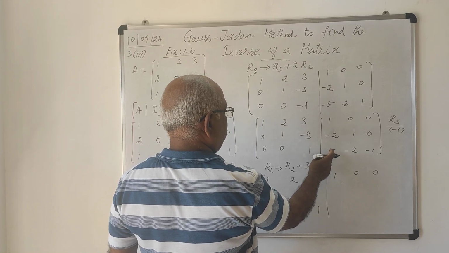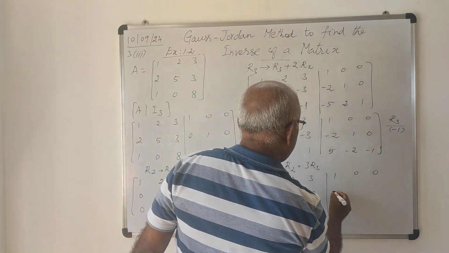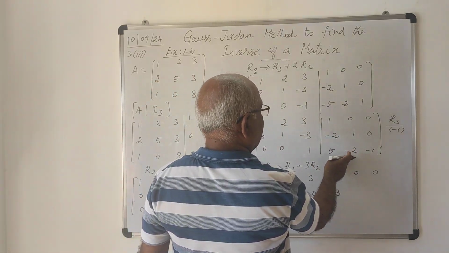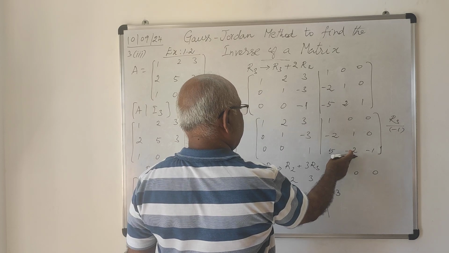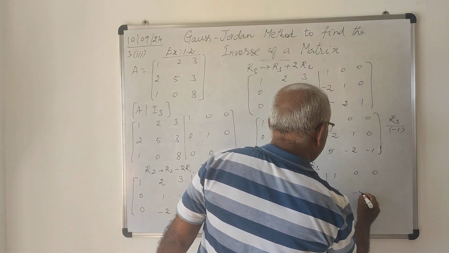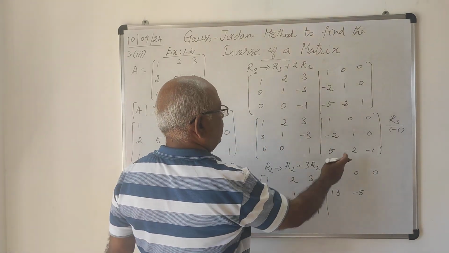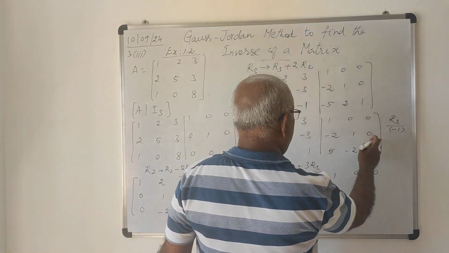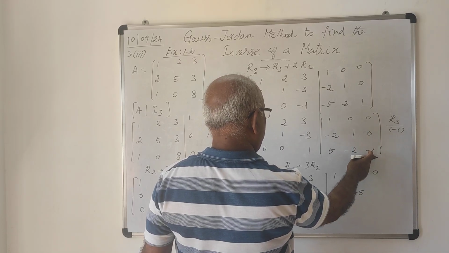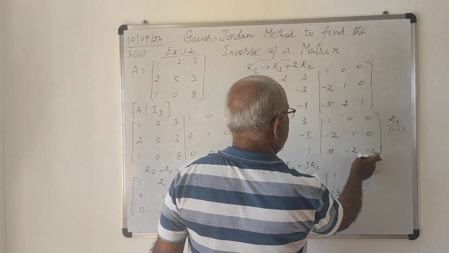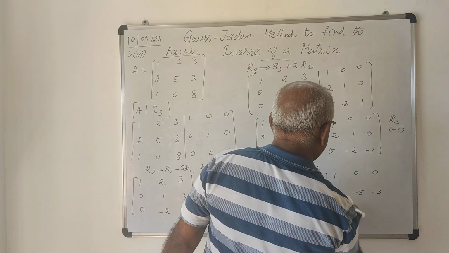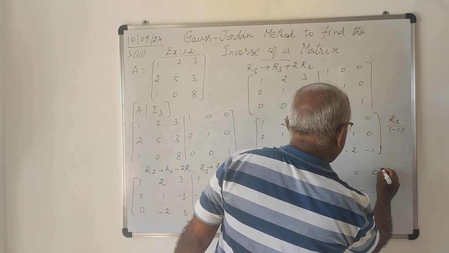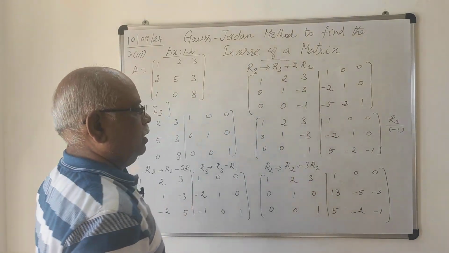R2 plus 3 R3. 3 R3 is 3 fives are 15, minus 2, that is 13. Then 3 times R3 is minus 2 into 3, minus 6, plus 1 is minus 5. Similarly, R2 is 0, 3 times R3 is minus 3, so minus 3 plus 0 is minus 3. Next step, 5, minus 2, minus 1. Okay?